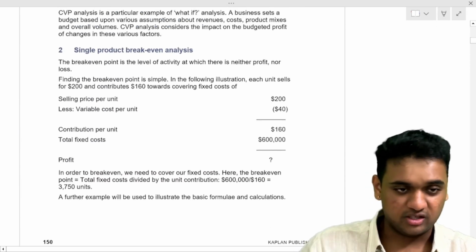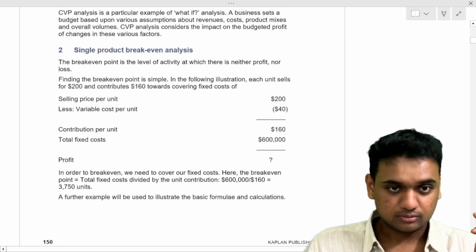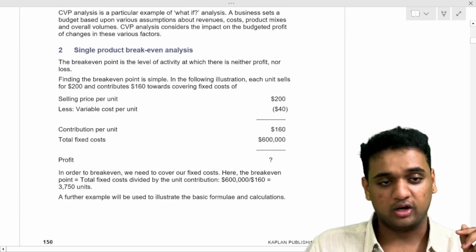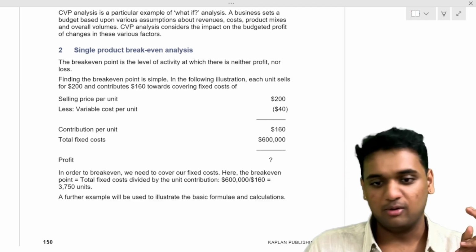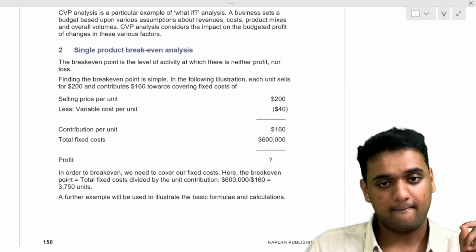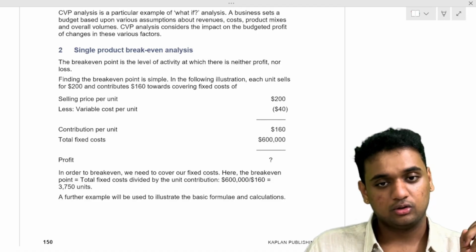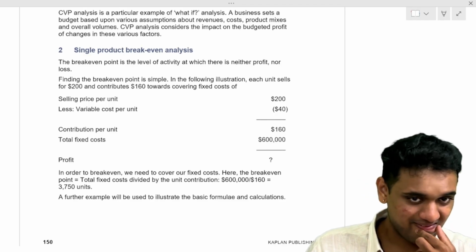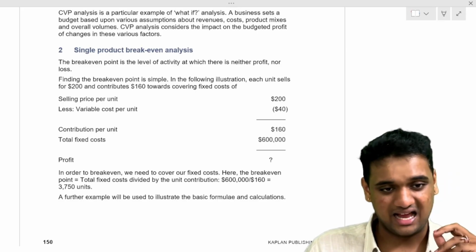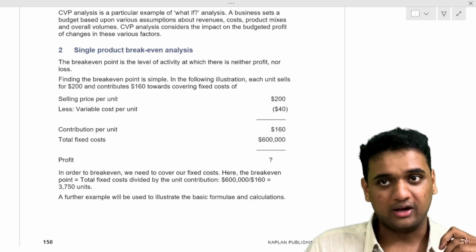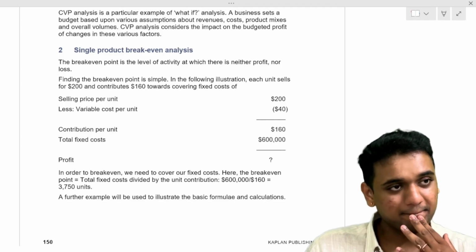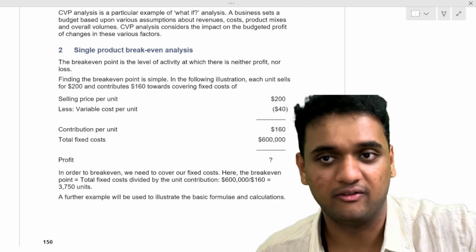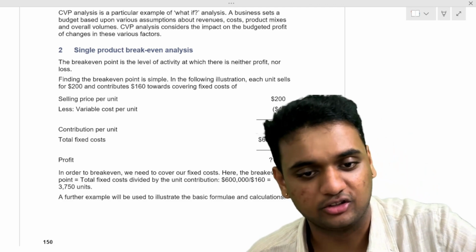Now there's a question here. Take your books and write down. Selling price per unit is 200. Variable cost per unit is 40. Fixed cost is 6 lakhs. What is my break-even point? Selling price is 200. Variable cost is 40. Fixed cost is 6 lakhs.